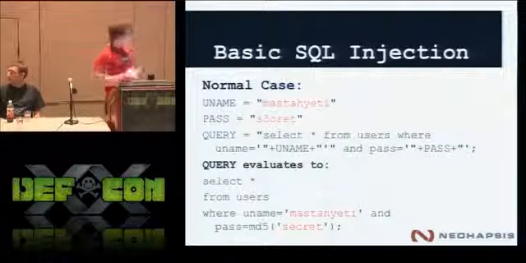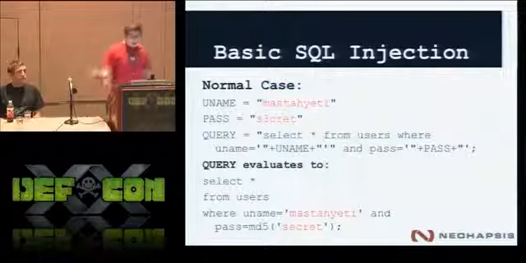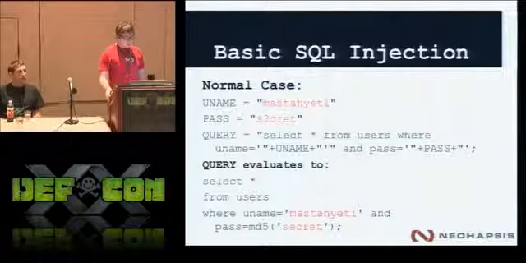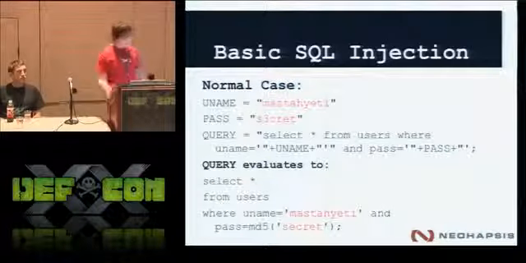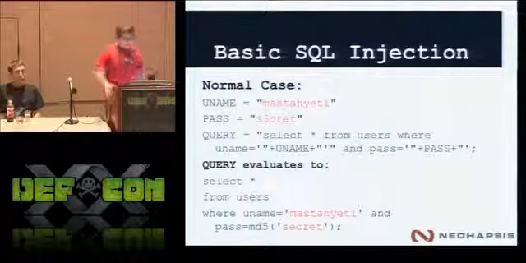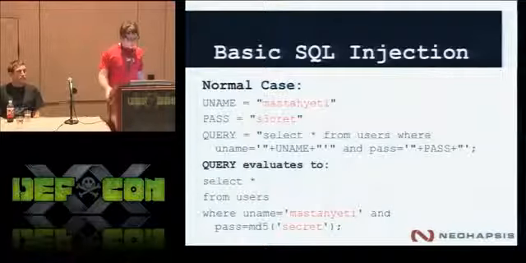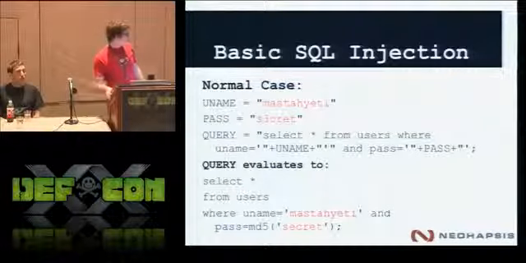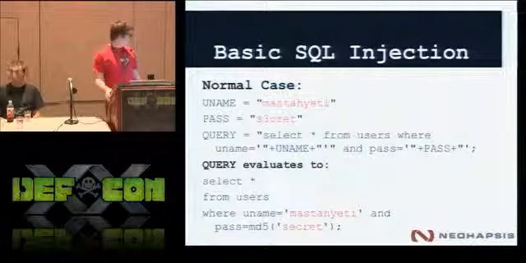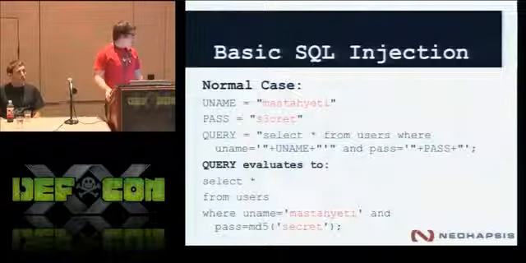We got some pseudocode up here. Have the username mask the Yeti and the password secret, right? We kind of imagine this query: we're going to select everything from the users table where username is the username and password is password, right? And so the query evaluates, and this is generic, right? This is database agnostic we're talking about here. So we have, select star from users where username is mask the Yeti and password is secret.